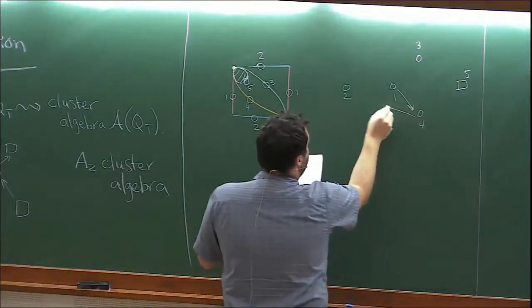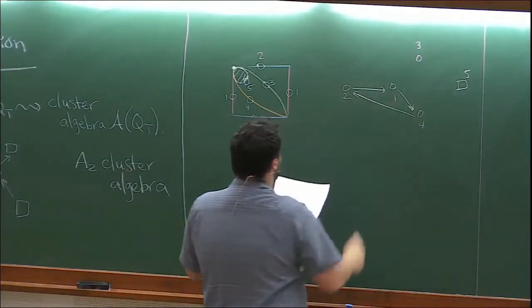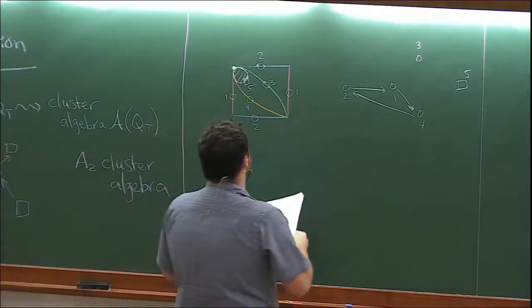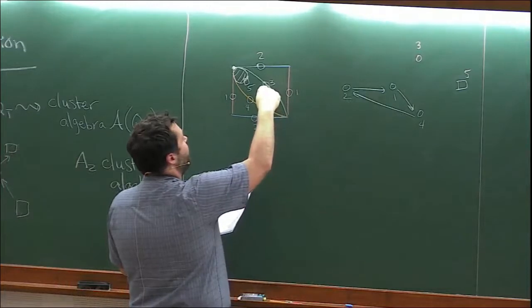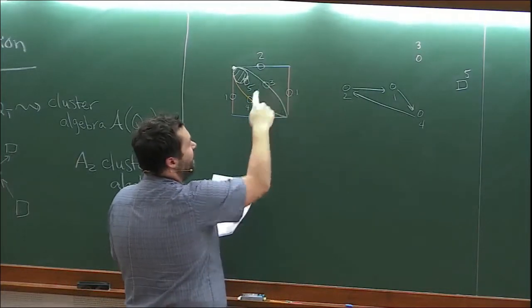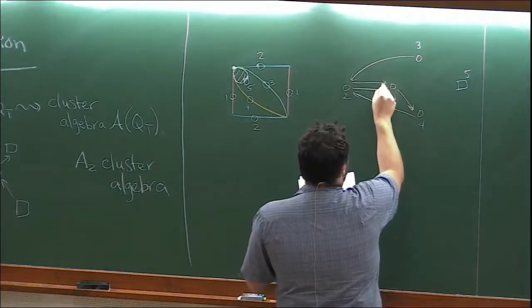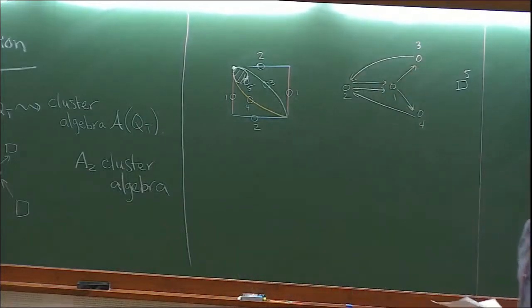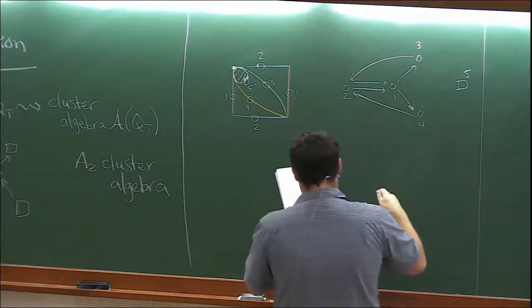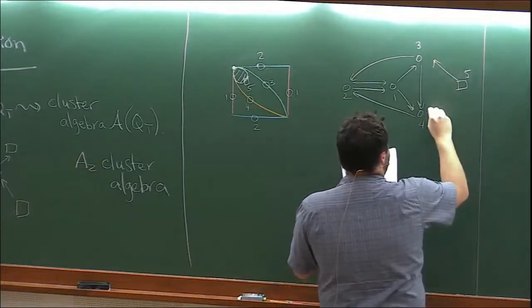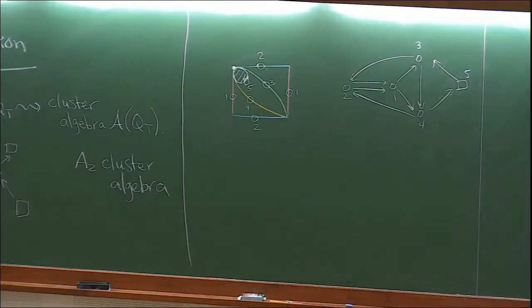1 goes to 4, 4 goes to 2, 2 goes back to 1. Okay? And here I have 3 goes to 2, 2 goes to 1, 1 goes back to 3. Okay? 3 goes to 2, 2 goes to 1, 1 goes back to 3. Okay? And if I continue in this way, to save time, I'll just draw the rest. So you can check that this is the picture that you get.